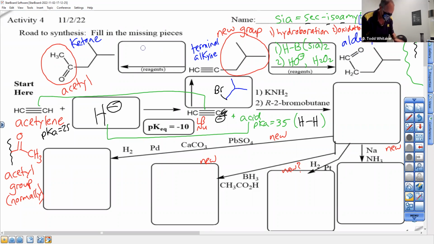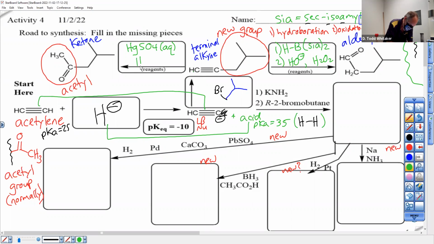This one, mercury. Sound familiar? Not mercury acetate this time. Doesn't work as well as this. That means mercury 2 sulfate with water. Don't forget the water. It's everywhere there. And H2SO4.